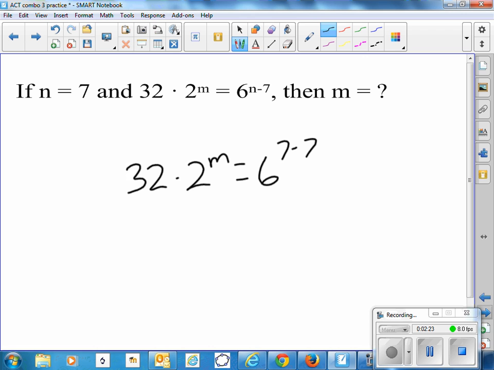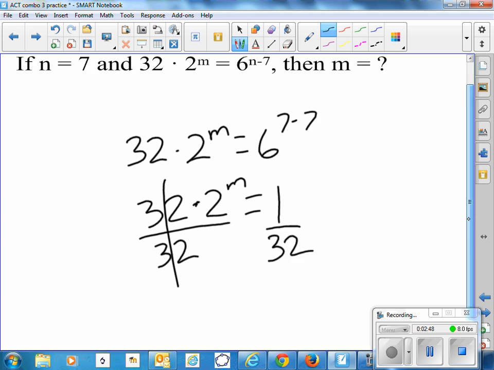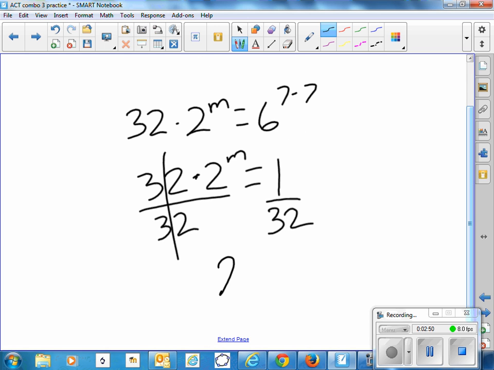Well, 7 minus 7 is 0. Anything raised to the 0 power is 1. So 32 times 2 to the m equals 1. Let's get rid of the 32, the multiply by 32, by dividing by 32. So 2 to the m equals 1 over 32.